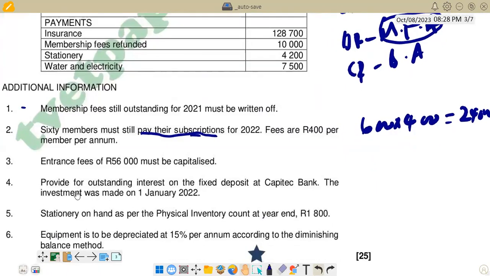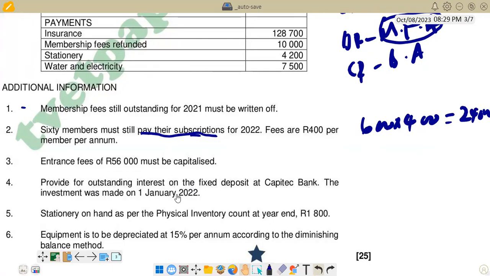Right. Number 4 is saying provide for outstanding interest on the fixed deposit. So, interest on fixed deposit. Remember, a fixed deposit comes as a non-current asset, so anything that has to do with interest on that non-current asset becomes income. So we've got interest on the fixed deposit at Capitec Bank.